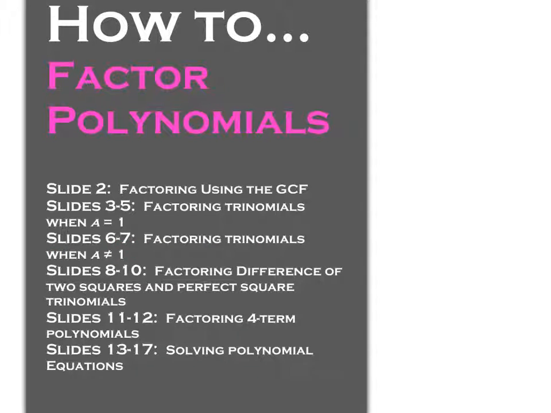Slides 6 and 7 is when the coefficient of x squared is not 1. Slides 8 through 10 are differences of two squares and perfect square trinomials. Slides 11 and 12 are four-term polynomials, and slides 13 through 17 talk about how to solve any of these types of polynomial equations by factoring.